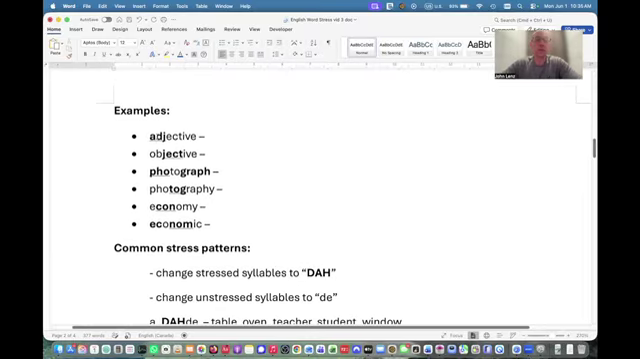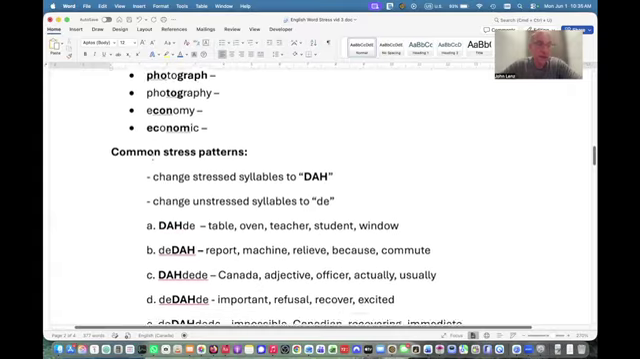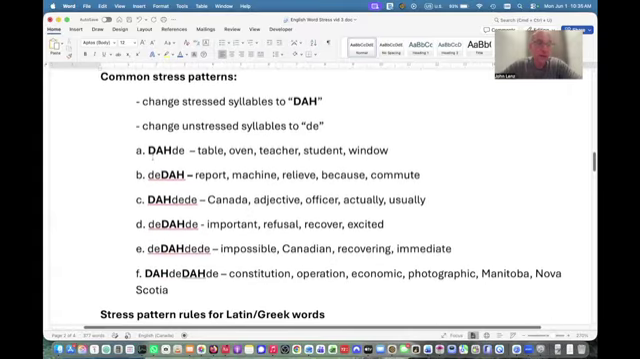For example, with this word here, adjective, adjective, right? Because the stress is on the first syllable, whereas in the second word, which looks very similar based on the spelling, the stress is supposed to be on the second syllable. So we say objective, objective. Notice how that first syllable becomes an ob. That's schwa at work.